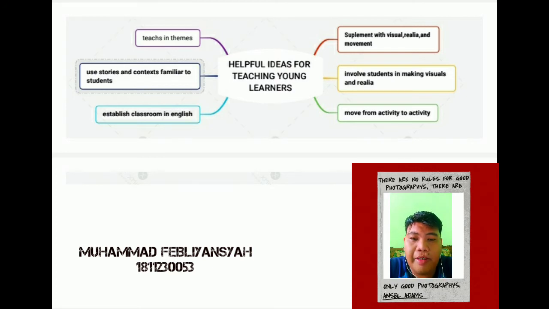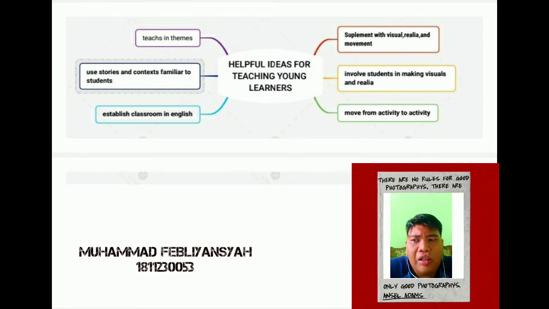I am going to present my mind map, and the title is Helpful Ideas for Teaching Young Learners. We know that there are many characteristics of young learners. The first one is very young learners. For example, the characteristics of very young learners are low concentration, easily taught from the environment, and active and creative.